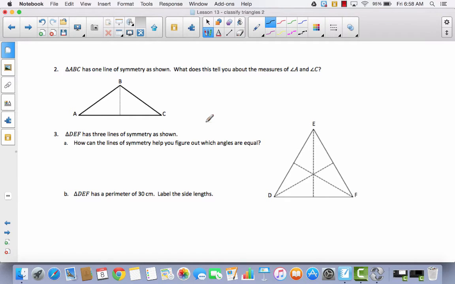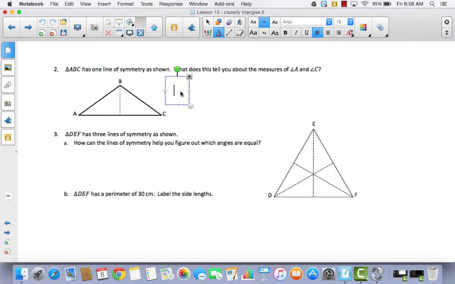Triangle ABC has one line of symmetry. What does that tell you about the measures of angle A and angle C? Well, if this is a line of symmetry, that means that everything on this side is exactly like this on this side. So what's that tell you about these two angles? Think about that for a minute. Well, it tells me that angle A and angle C are equal. That's what it means to be symmetrical.